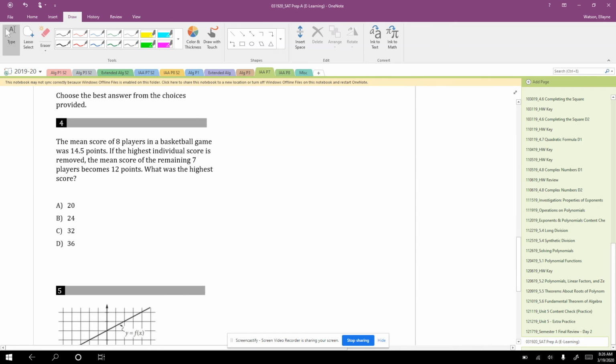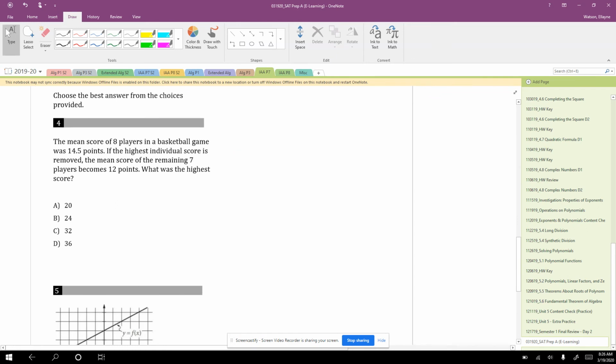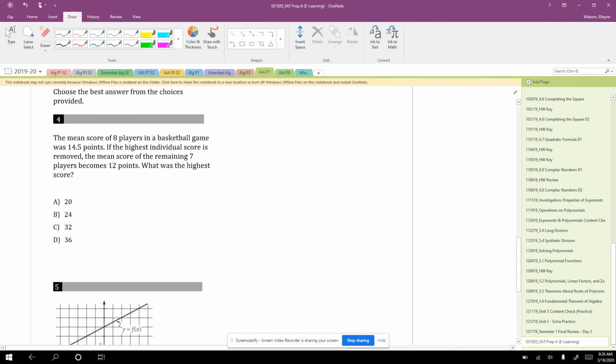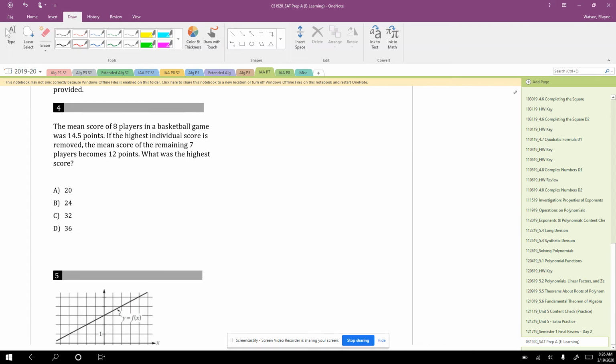Okay. Now we move to calculator. Okay, so it says the mean score of 8 players is 14.5. The highest individual score is removed. I'm sorry, the mean score of the remaining 7 becomes 12. What is the highest score? So let's remember, I'm going to do my work over here, that mean is the same thing as average.